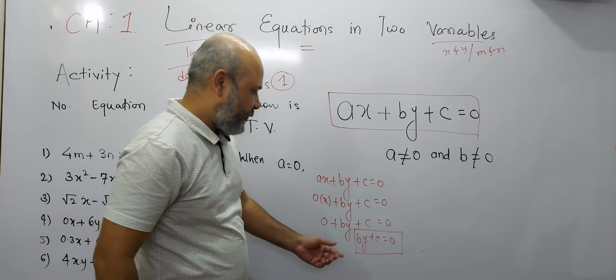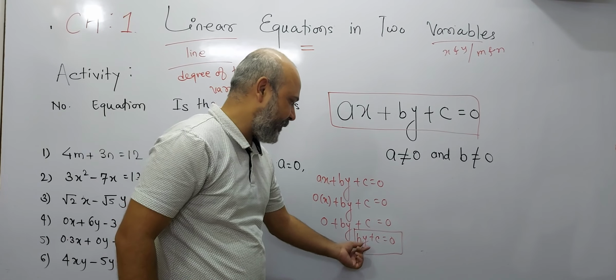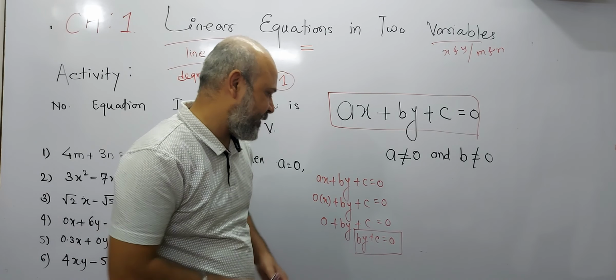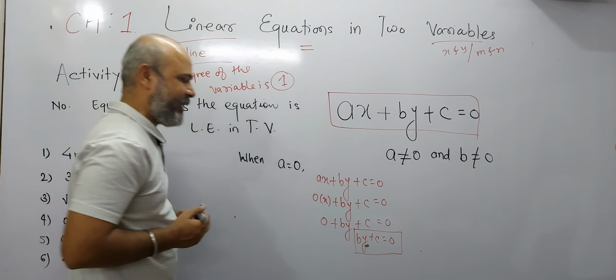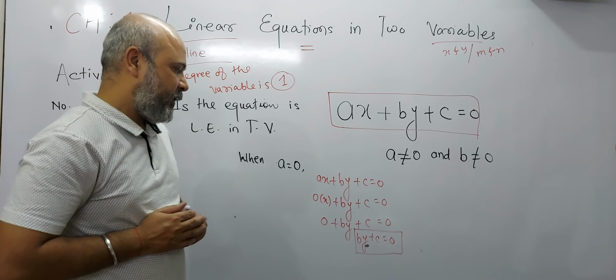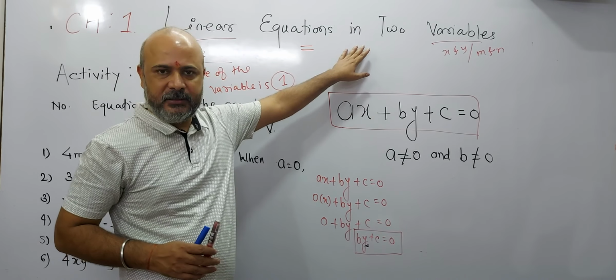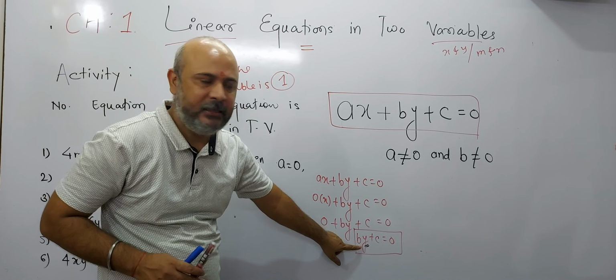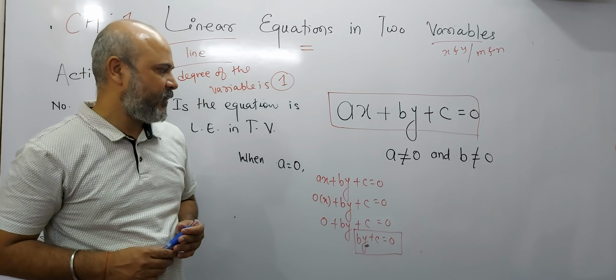Now students, when you observe this equation by plus c equal to 0, here only one variable is there, that is y. Only one variable, and therefore this will not be a linear equation in two variables, because now this equation becomes one variable. Therefore the condition is given to you: a is not equal to 0.